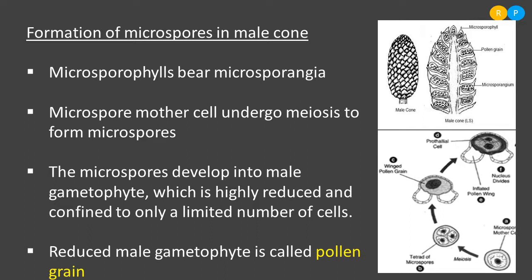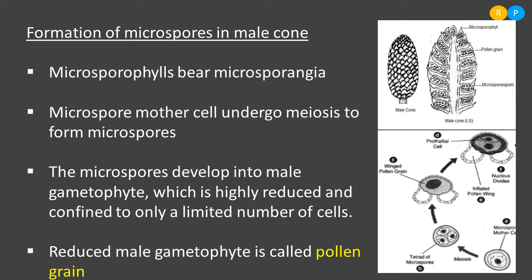Clear? So I'll repeat it once again. Male cone consists of microsporophyll. Microsporophyll bears microsporangia. Within the microsporangia, microspore mother cell is present. This cell undergoes meiotic division and forms four microspores. All the four microspores are haploid, highly reduced, and confined to only a limited number of cells. These reduced haploid cells are considered to be a male gametophyte and in the future they develop into pollen grains. That means after maturation the microspores will develop into pollen grains.